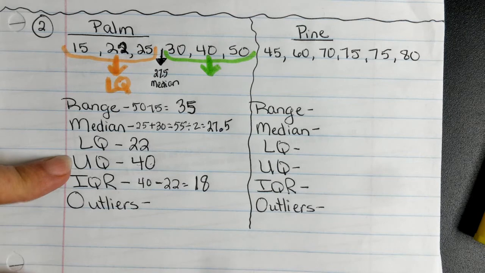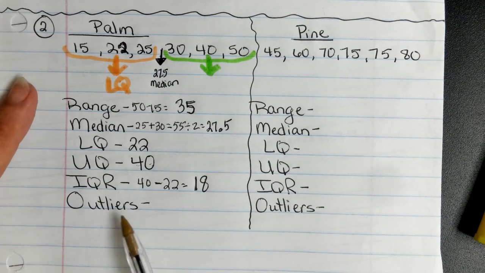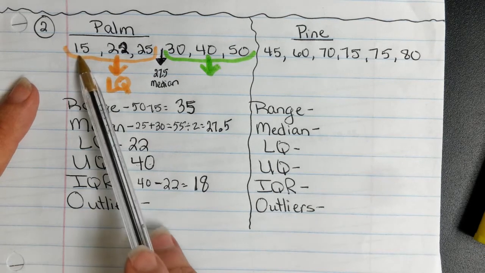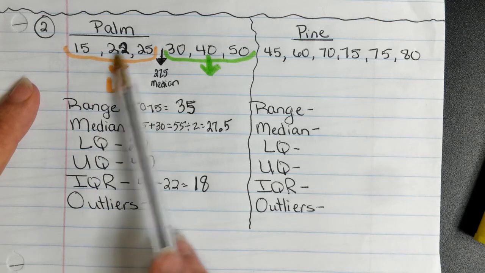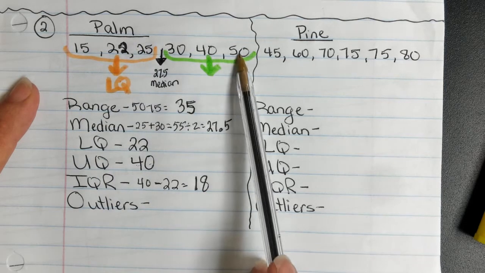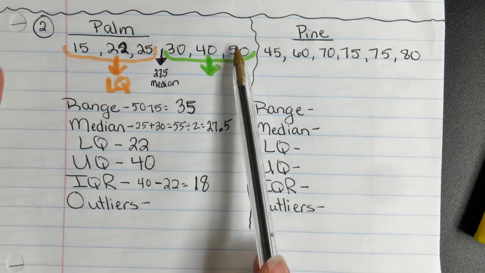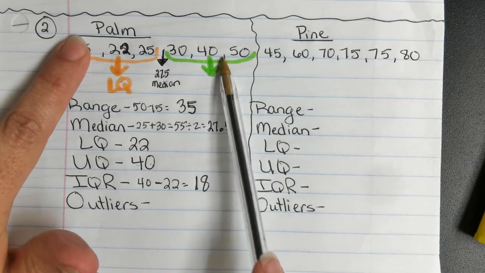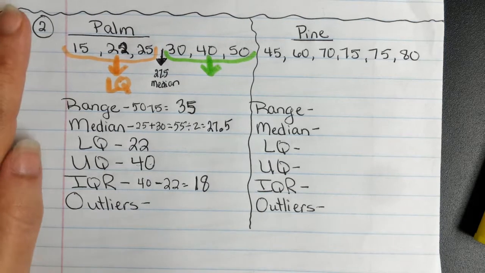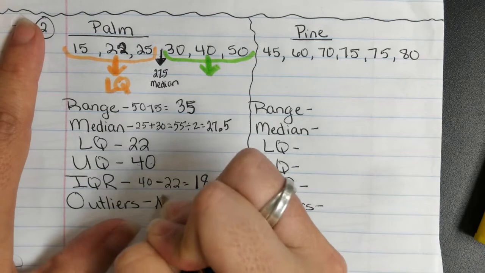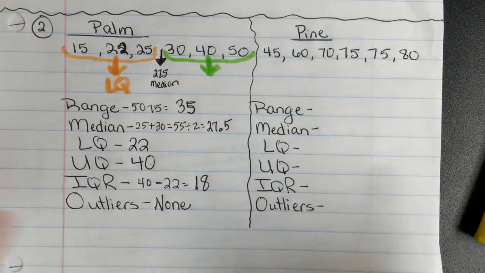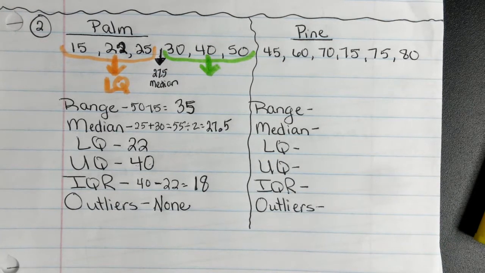Okay. Now, looking at my numbers for an outlier, it starts at 15 and goes to 22. Those are real close. 40 to 50, honestly, 30 to 40. That's 10 apart. There's no outlier on this palm tree. They're all about the same. So there's no outlier. You can put none or no outlier. Okay. And I'm going to pause it here and kind of let you catch up. And then we'll do the pine tree in just a little bit. Well, whenever you hit play again.